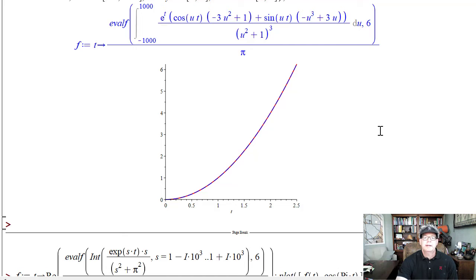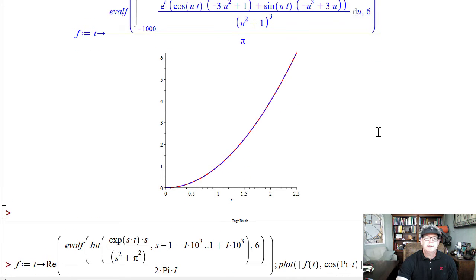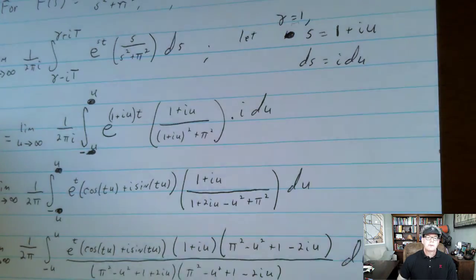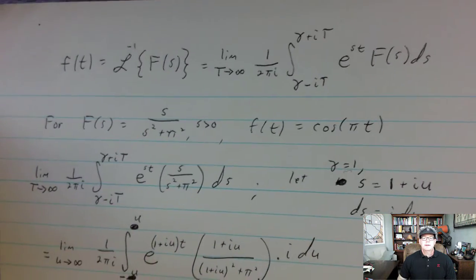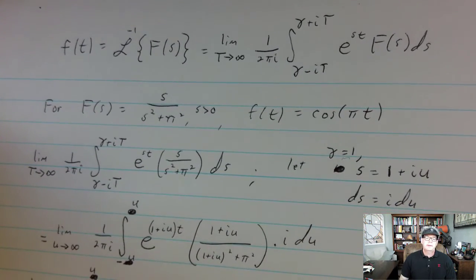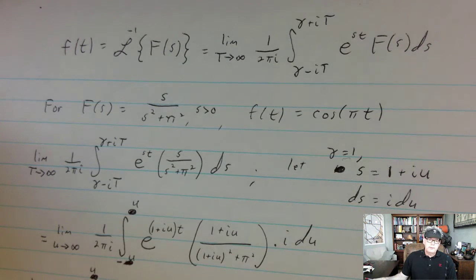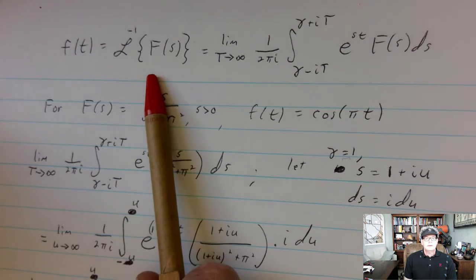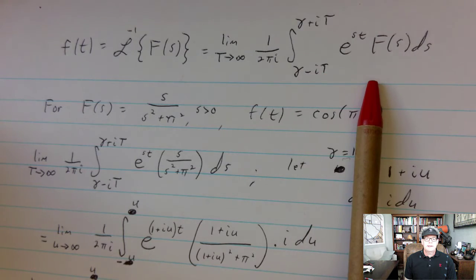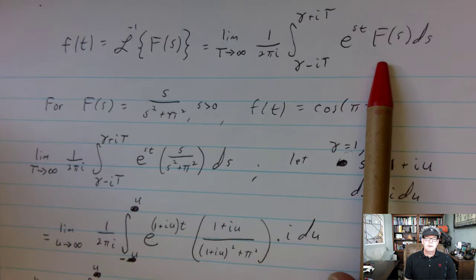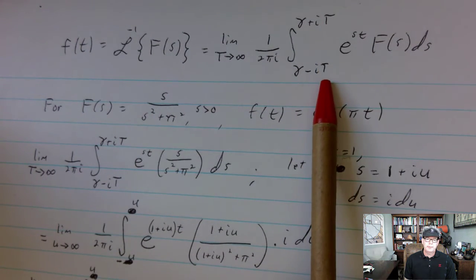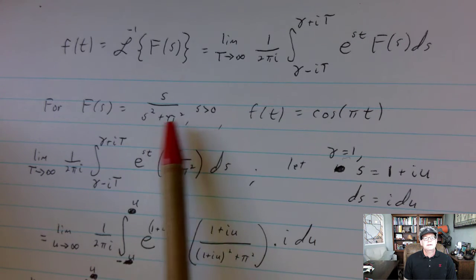Got one with cosine of pi t. Let's look at this here. This one I didn't type up, very messy, but right. So we're going to use this pointer here. This formula as before. Here I never plugged in real numbers for t, just kept it.